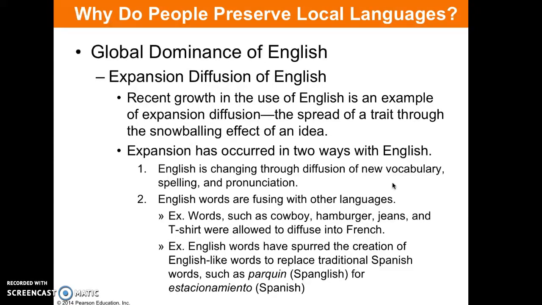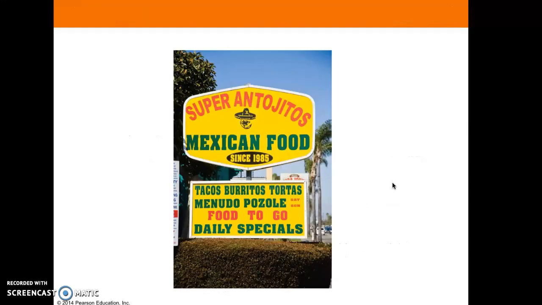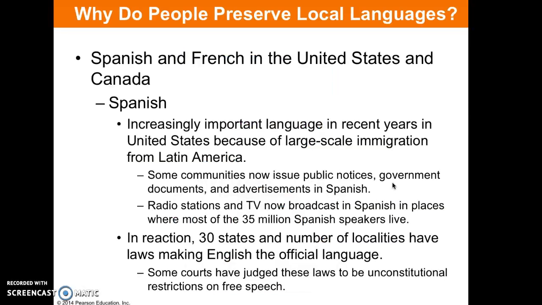Bromance, right? I believe, was bromance accepted into the dictionary last year? If it wasn't, it should be. It's a good word. So new words are added, and we have words that are fusing with other languages. So things like t-shirt, cowboy, hamburger. These are words that were allowed to diffuse into French. You can see that you have the integration of English words into Spanish, particularly in the United States, and they call that Spanglish. The infusion of English words into French areas is called Franglish. So that's when you're blending these two languages together.